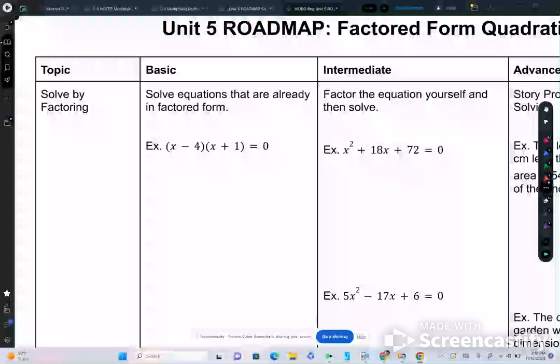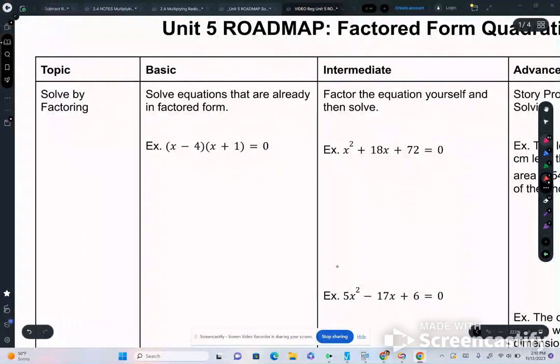Right, so our very first standard in the new unit is solving by factoring. The basic level means that we already have it in factored form and we're just trying to find our values of x, which are our x-intercepts. And so in this case, notice that we have it already in factored form. It's set equal to 0.